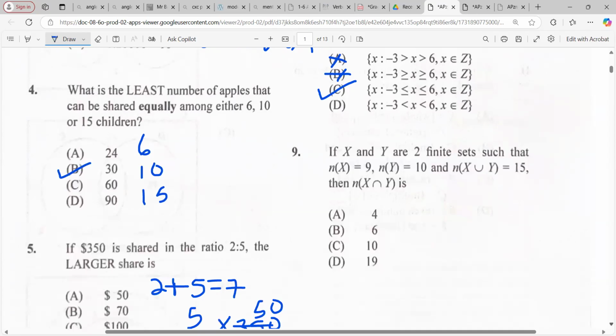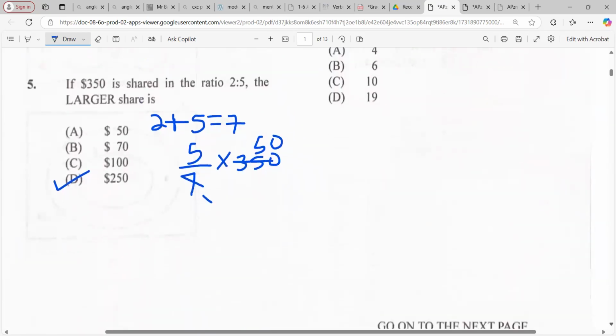Move on to number 9. I think that's where we're going to stop, right? Let's stop at that page.